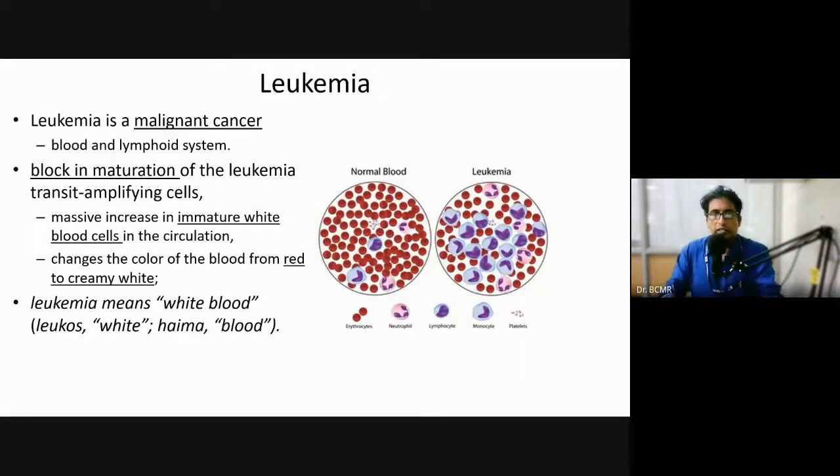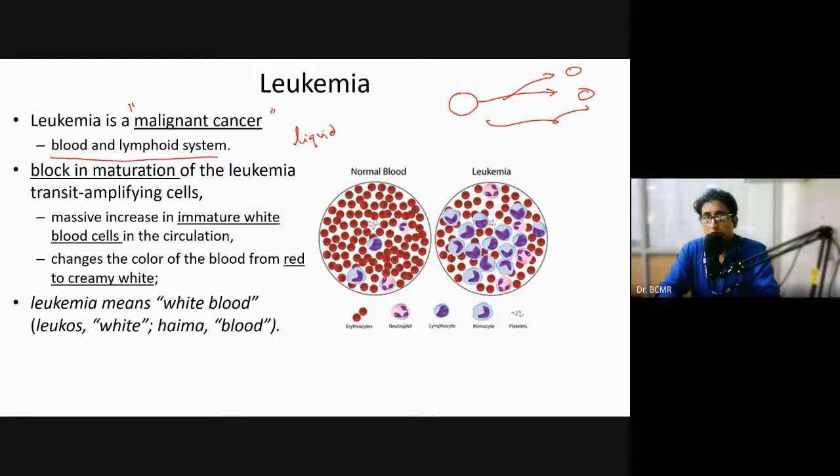So what is leukemia? Leukemia is a malignant cancer, we say. Normally benign is somewhere located within one particular area. It is slow growing and not so aggressive. But once it moves to different locations, then we have tumors in other places, then we will say it is malignant and metastatic and so on. But because leukemia is the cancer of the liquid tissue, that is where we also discussed about liquid tumors, right? This is a liquid tumor. That is the cancer of the liquid tissue.